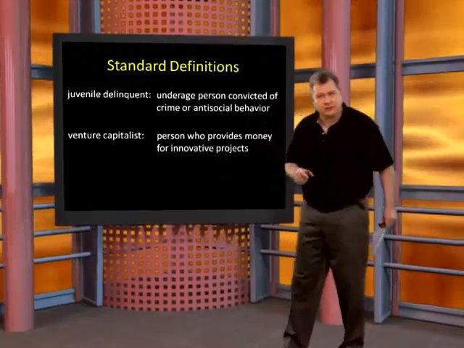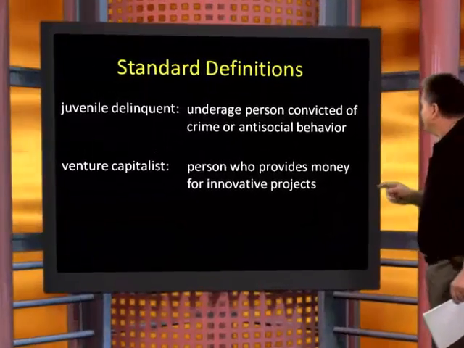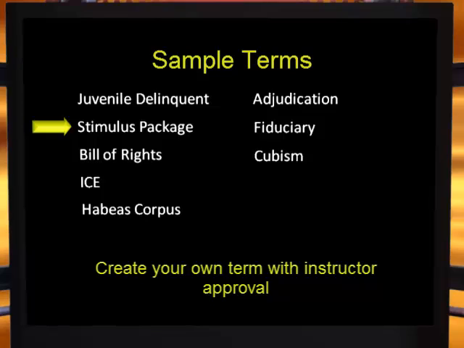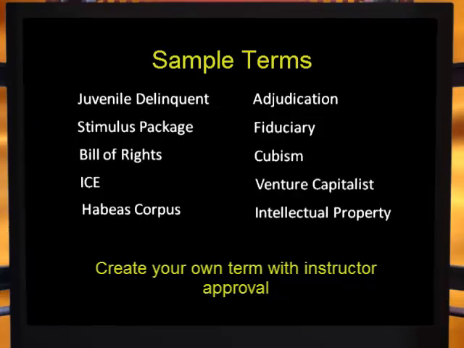Let's take a look at those terms right now. Here they are. Juvenile delinquent, stimulus package, Bill of Rights, ICE, Habeas Corpus, Adjudication, fiduciary, cubism, venture capitalist, intellectual property. Or you can suggest your own term to define if your instructor approves.